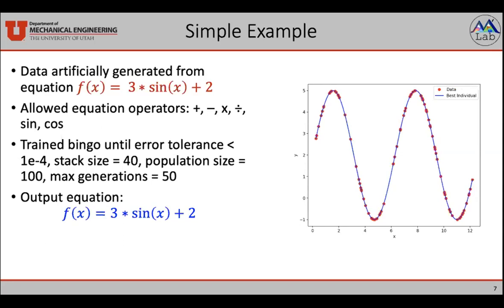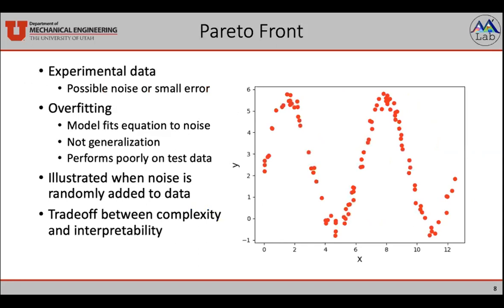However, in an experimental context where this data isn't generated as artificially, we start to introduce sometimes noise or small amounts of error here and there, or also parameters that we might not consider to be important in the final model. They get introduced into the model. And so to avoid overfitting this noise, it's important for us to look at what's called a Pareto Front.